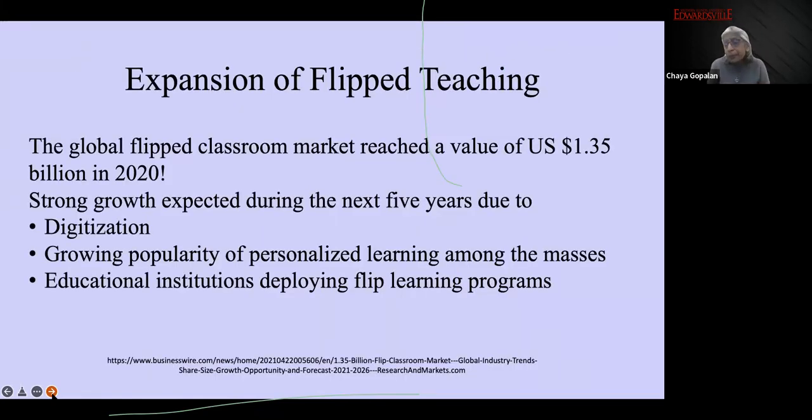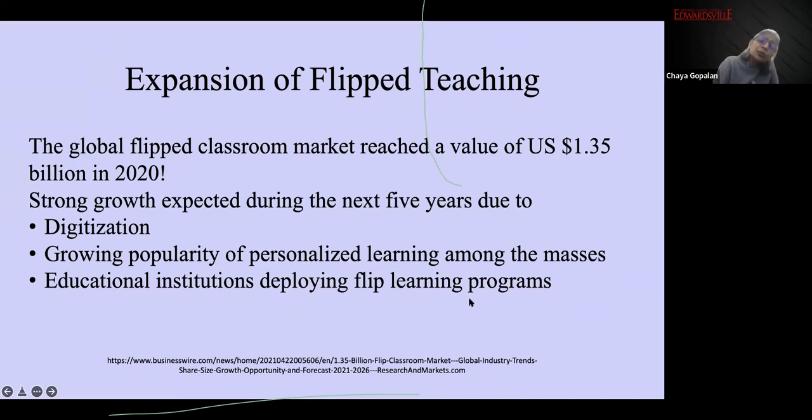So, expansion of flipped teaching. I'm going to give you some more details that would make you believe that it is really bought into not just by one or two educators, but everywhere. The global flipped classroom market reached a value of 1.35 billion in 2020. Strong growth is expected during the next 5 years because of digitization. Everybody is now using technology, right? Growing popularity of personalized learning among the masses. Educational institutions deploying flipped learning programs.